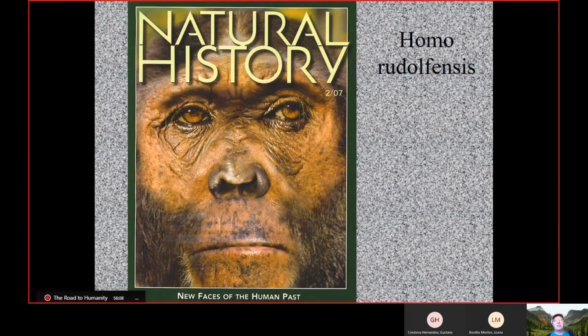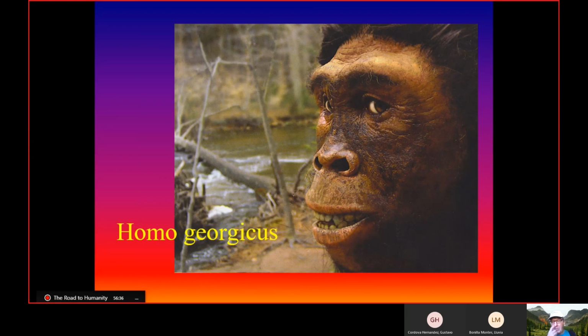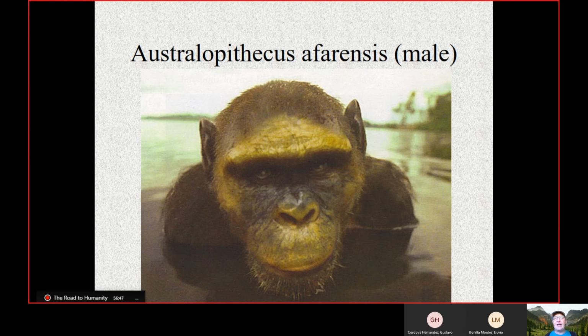So here's some of the ones that they've reconstructed. This looks like a photo, doesn't it? But it is not. It is one of those reconstructions of another species of Homo called Homo rudolfensis. Here's one that's even more ape-like than Lucy, more ape-like than Australopithecus, called Paranthropus boisei. Here's another in the Homo tribe, Homo georgicus. This one was found in the Soviet Republic of Georgia in Eastern Europe. Australopithecus afarensis. This is the same species as Lucy.